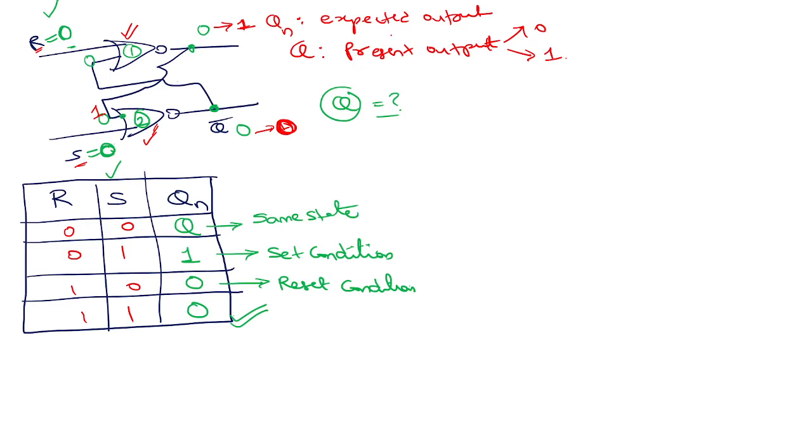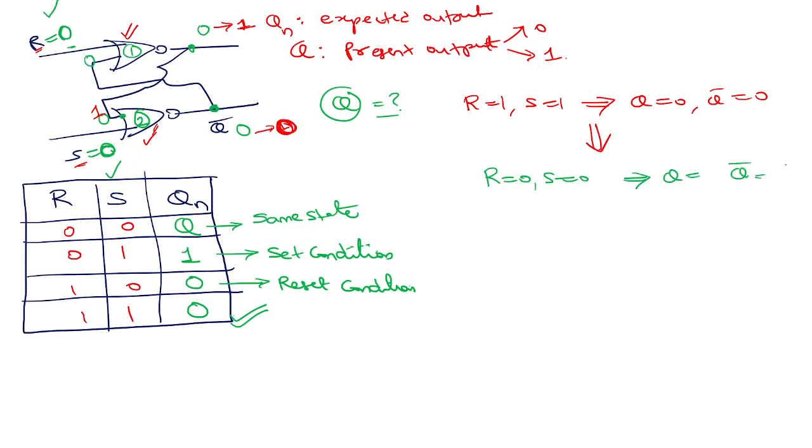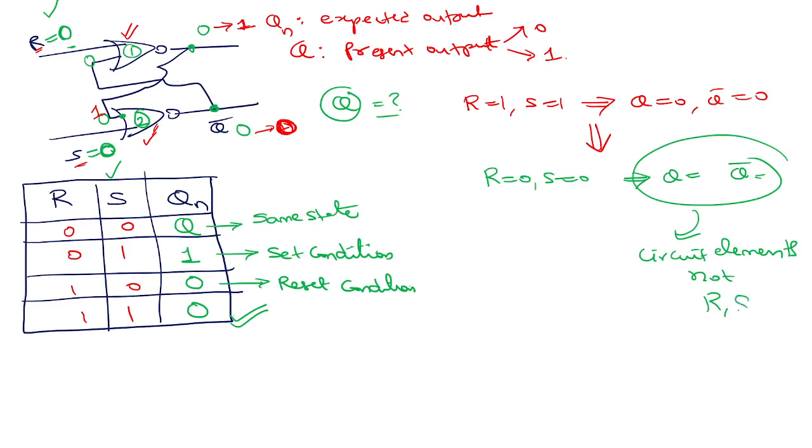Now I'm writing that point here. You have R equal to 1, S equal to 1 condition, which has driven Q equal to 0, Q bar equal to 0. Then if I made R equal to 0, S equal to 0 immediately, then Q and Q bar are decided by the circuit elements, not R and S.